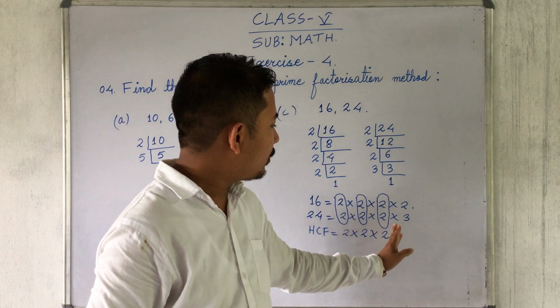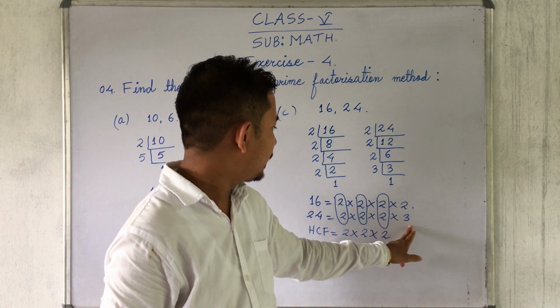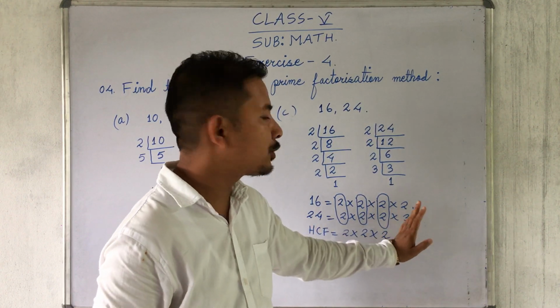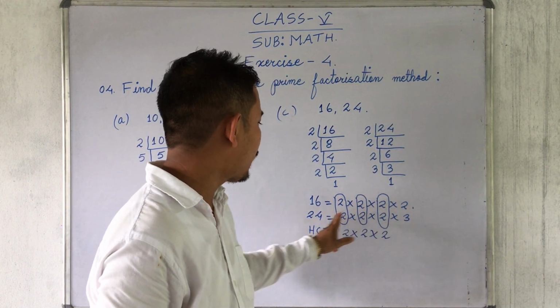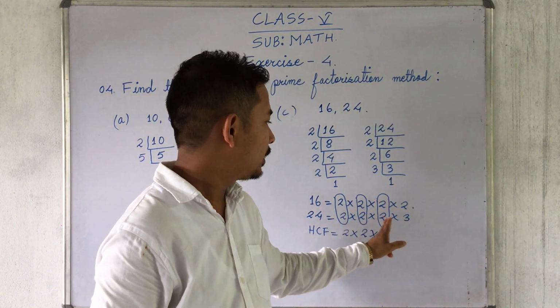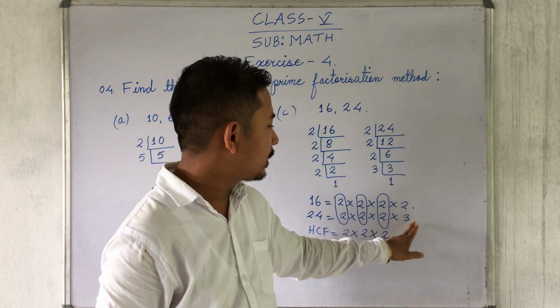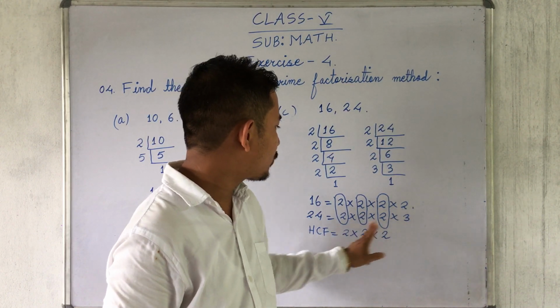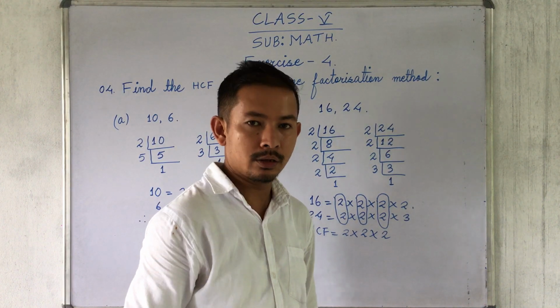Now if you see here, there is another 2, but in the factors of 24 there is no other 2, isn't it? The factor of 16 has four 2s, but the factor of 24 has three 2s only, isn't it? So only one 2 is left here, but now in the factors of 24, if you see, there is no other 2, so that's why we cannot take 2 as a common.